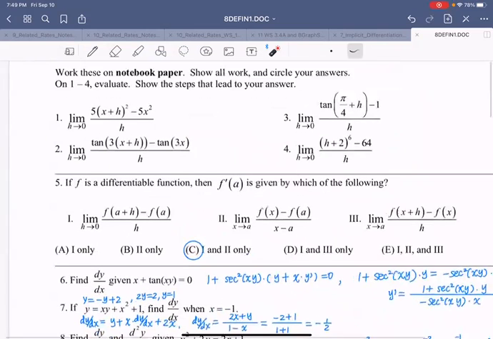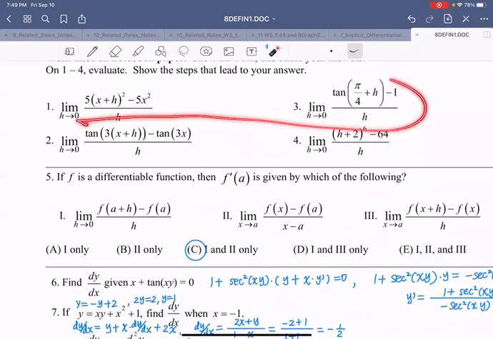Well, that's for those kinds of questions: using the definition of derivative, and then using the power rule, chain rule or trigonometry rule to find those limits.